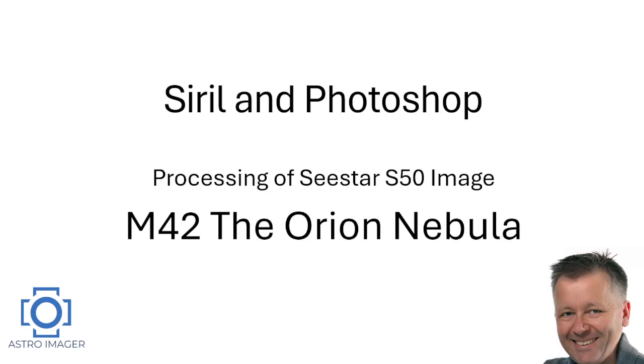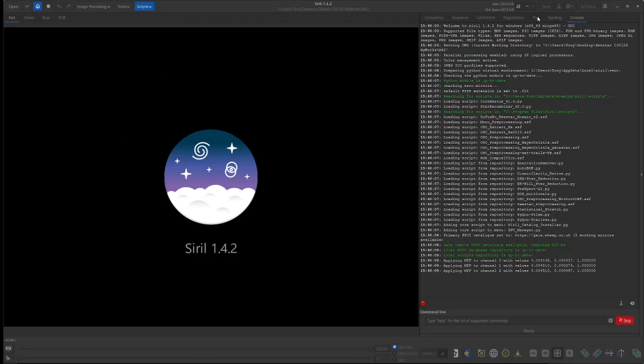I'm going to show you today some processing tips and tricks for working on a Seestar S50 mosaic image. And I'm going to be using Siril and Photoshop today. And the object that we're working on is M42, the Orion Nebula. So with no further ado, let's get started.